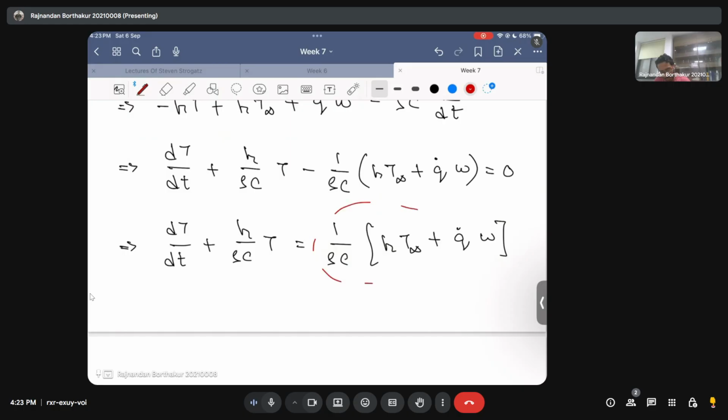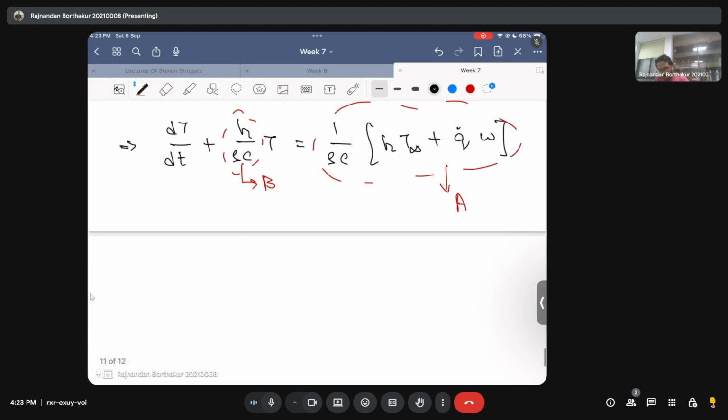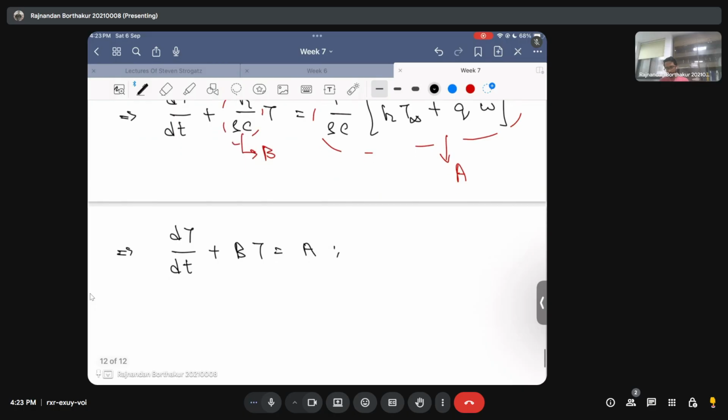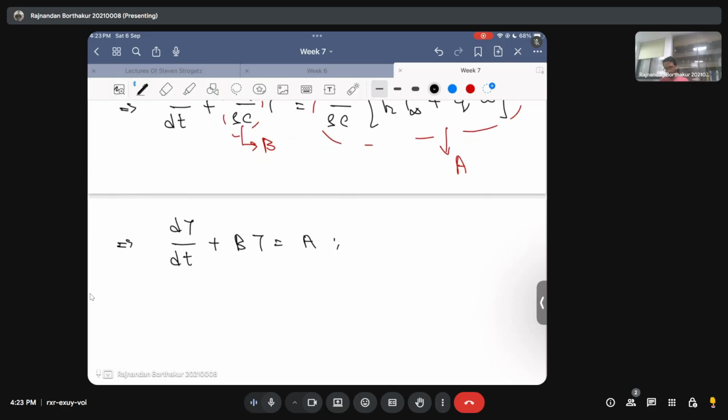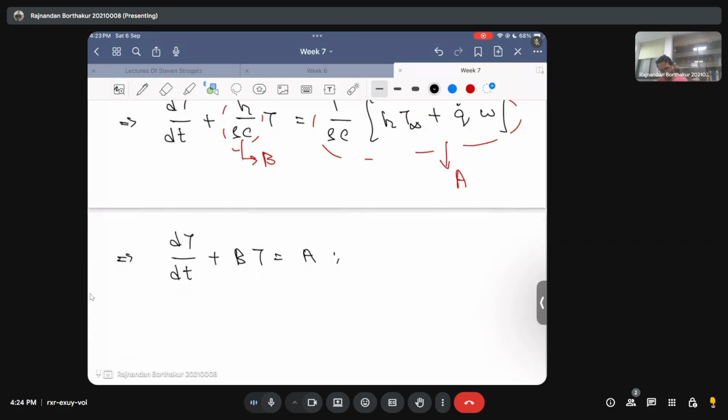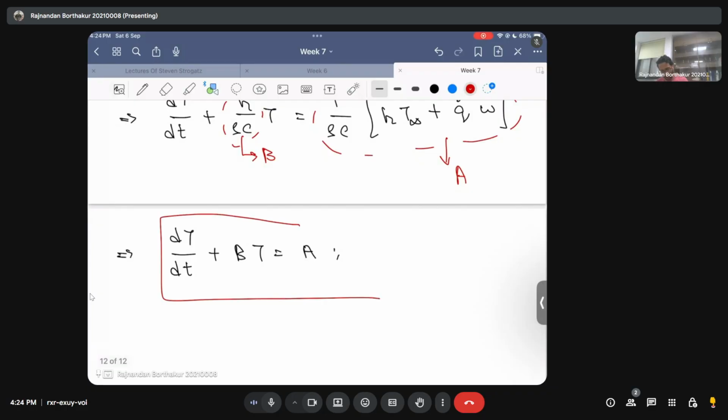So I'll call this constant, let's say, a, and since this is also known, h by rho c, I'll call this b. So in principle, we will now have to solve an ODE which is linear, first order, and of the form dT/dt plus b times T is equal to a. That's what you need to solve for. This is easy because we have encountered this.